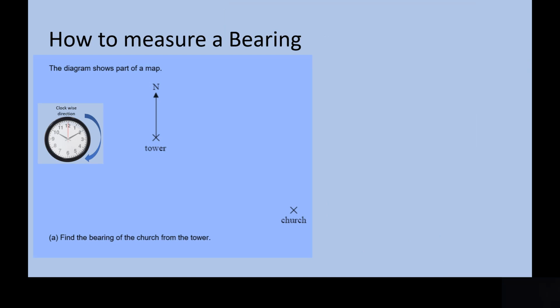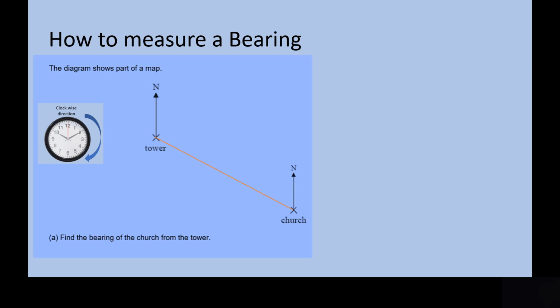On our picture here, we've got a diagram that shows part of a map. We've got a north line at the tower, and we've got a cross further down that says the church. And the question is asking you to find the bearing of the church from the tower. So you notice there I've drawn in a north line at the church, so I've created my parallel line straight away. Okay, and let's have a look.